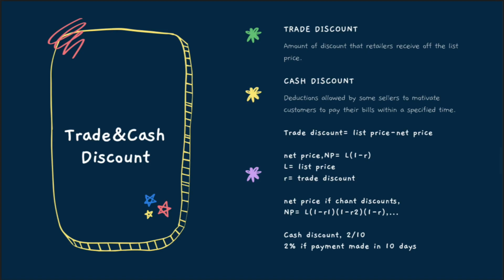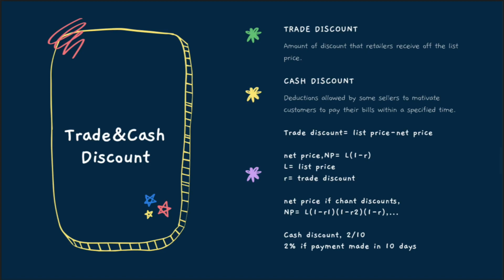And now let's move on to trade and cash discount. Trade discount is the amount of discount that retailers receive off the list price, and cash discount is deductions allowed by some sellers to motivate customers to pay their bills within a specific time. There are three formulas for this chapter. First, list price minus net price, and we will get trade discount. The second formula is net price, P equal to L times in bracket 1 minus R. L is list price and R is the trade discount.